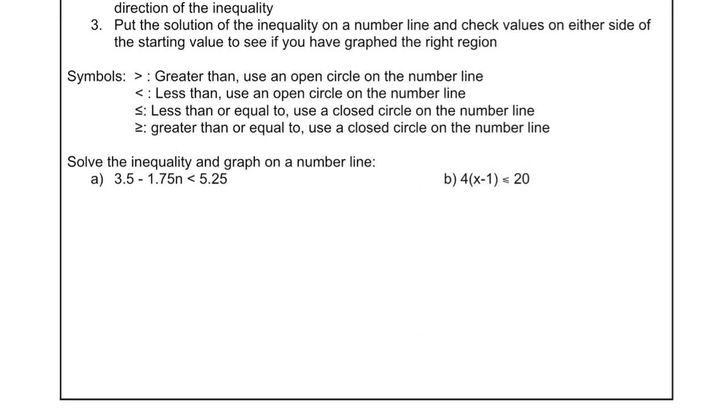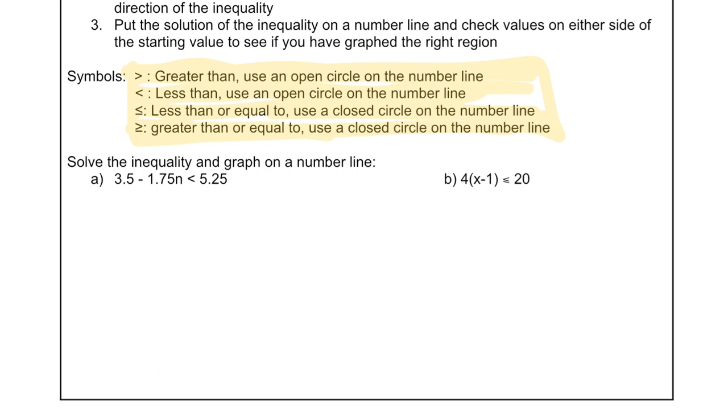Also, here is a little list, and it's on your paper as well. All of the symbols, we have greater than, that's an open circle on the number line. Less than is also an open circle on the number line. Less than or equal to is a closed circle on the number line, and greater than or equal to is also a closed circle on the number line.